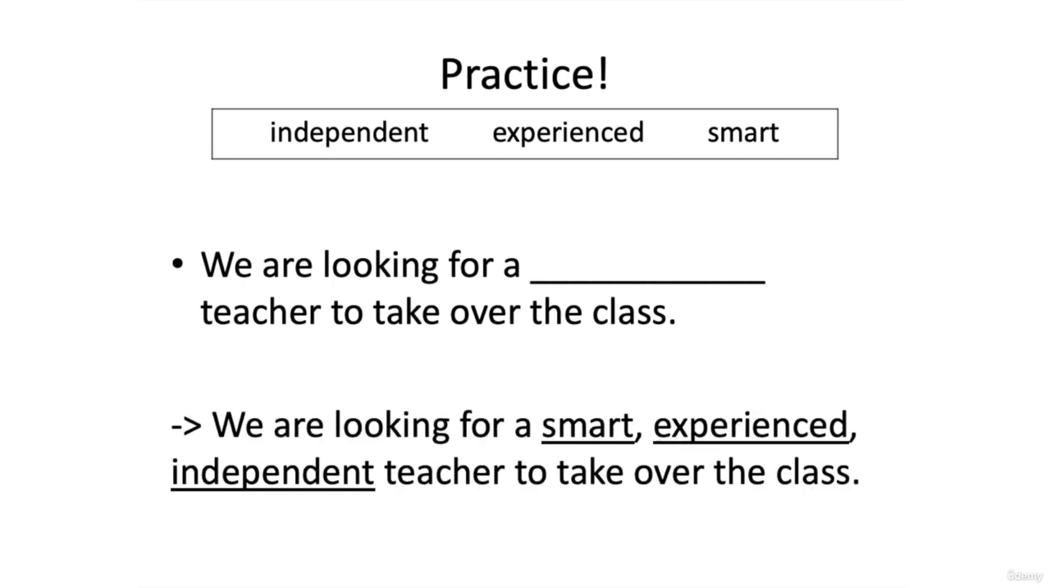We are looking for a smart, experienced, independent teacher to take over the class. Notice the commas, as these are coordinate adjectives. We can therefore change their order. We can also say, we are looking for an experienced, smart, independent teacher. Or we are looking for an independent, experienced, smart teacher. All combinations are correct.